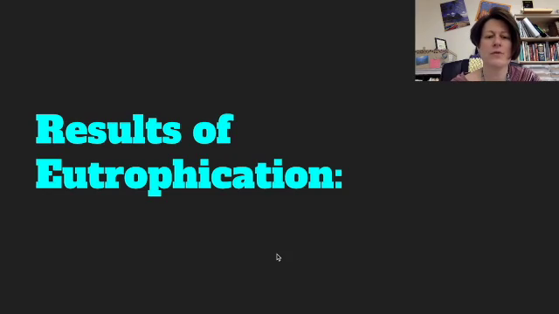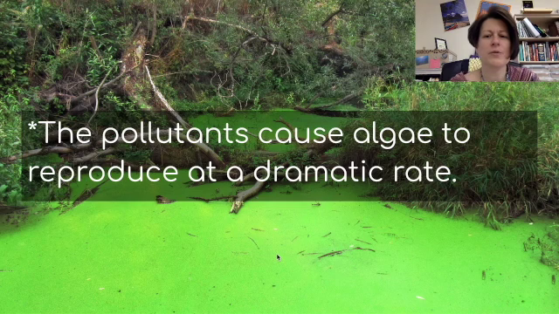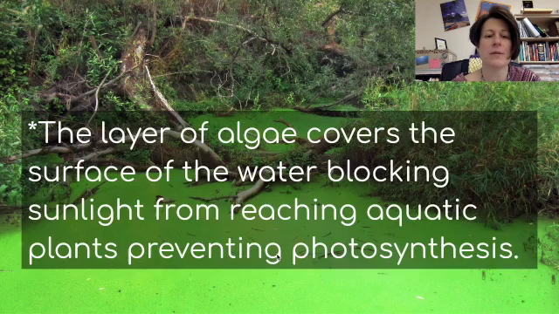So some results of eutrophication. The pollutants cause algae to reproduce at a dramatic rate. So if you've ever seen a pond, one of these green, scummy looking ponds, this is an area where there is algal bloom and eutrophication is taking place.